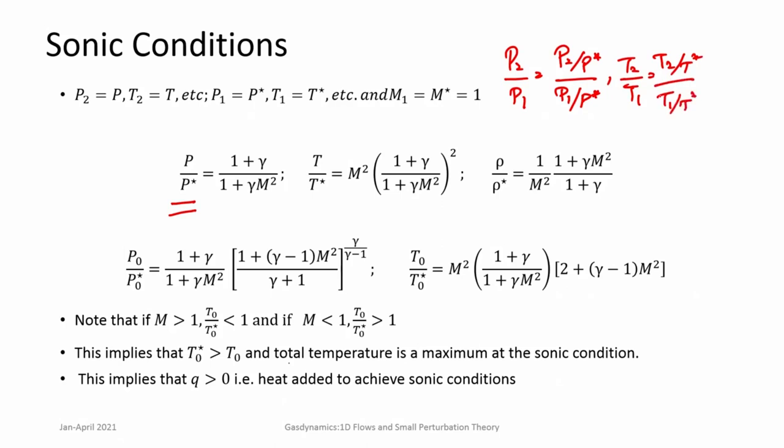Once this evaluation of T star is done, we can represent any ratios in terms of the sonic conditions. The advantage here is that we can plot all these values in tables, or they are available through calculators. That is the ease of using these reference conditions. In Rayleigh flow, the flow is always driven towards a sonic condition. So heat addition always drives the flow towards sonic conditions.